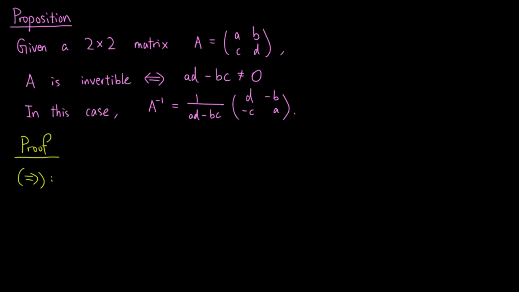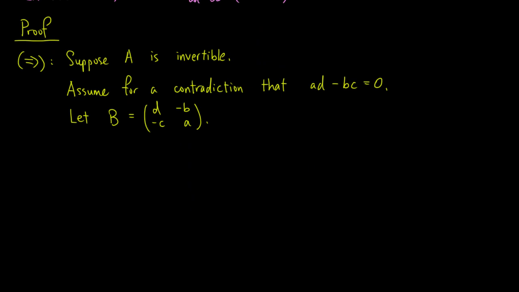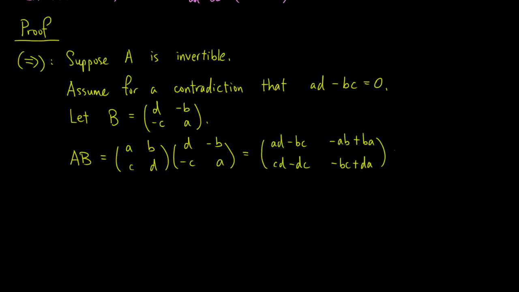Let's first prove that the left-hand side implies the right-hand side. Suppose A is invertible. We assume for a contradiction that a times d minus b times c equals 0. We let B be the matrix with entries d, -b, -c, and a. Now, A times B is the matrix a, b, c, d times the matrix d, -b, -c, and a, which is the matrix a times d minus b times c, negative a times b plus b times a, c times d minus d times c, negative b times c plus d times a.